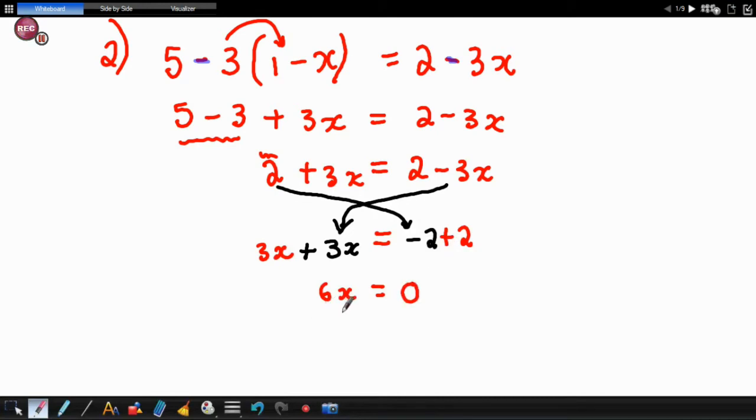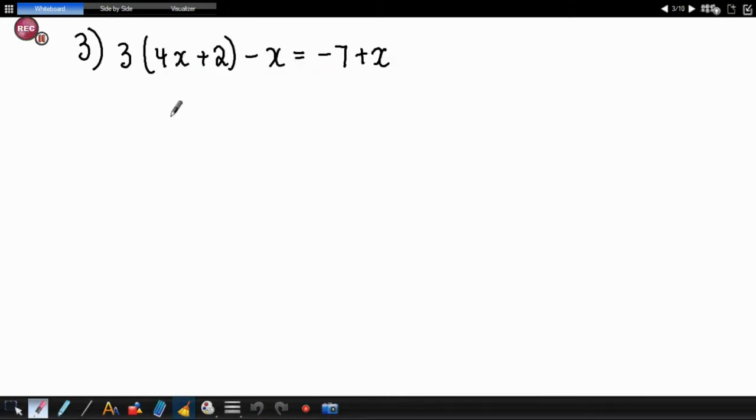And then I do not want 6x, I want x. They said solve for x, so I have to get rid of the 6 by dividing on both sides. So therefore, x now will be equal to 0. And that's your answer. We move on to number 3.